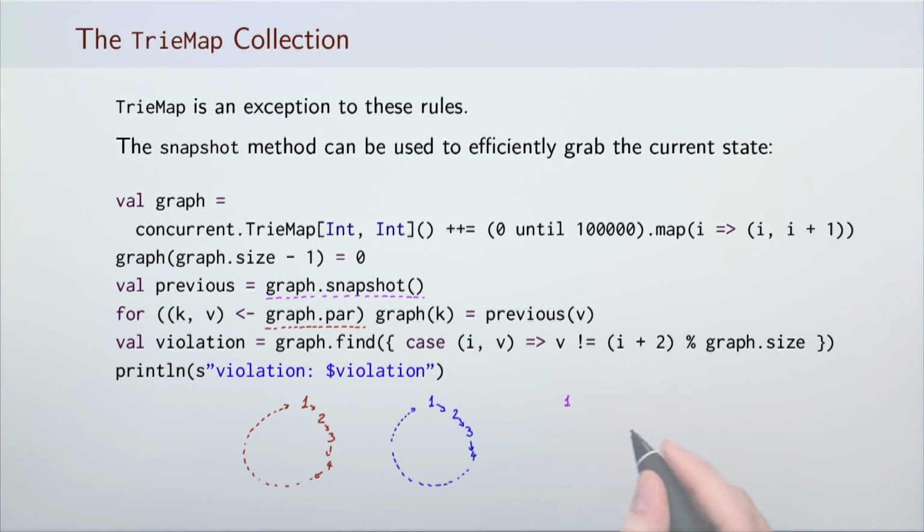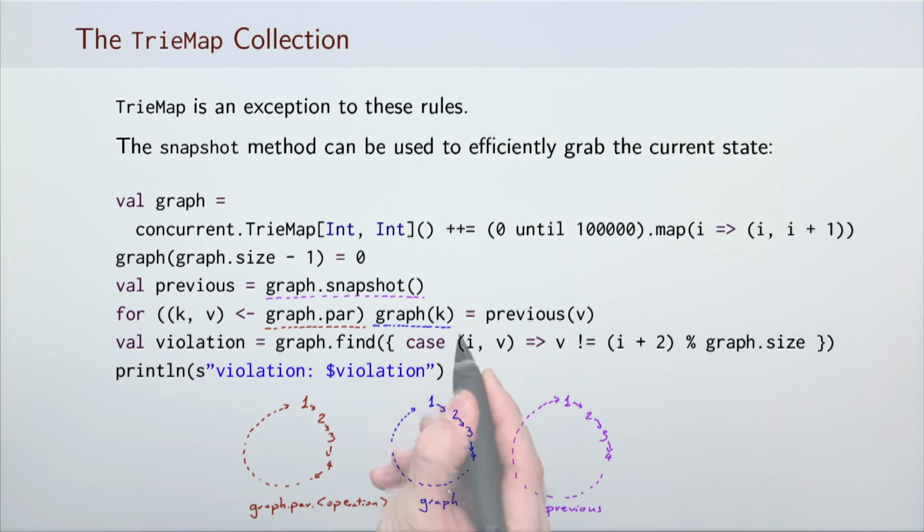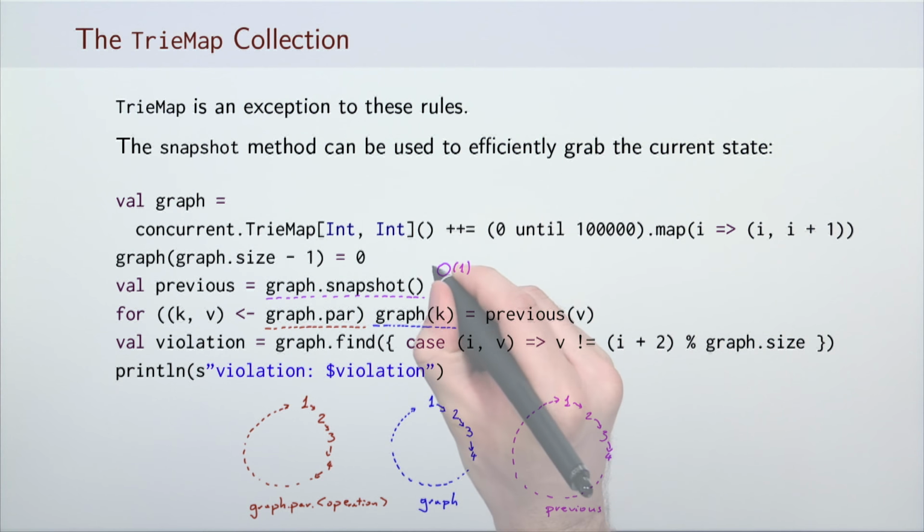Second, in this example, we also use the snapshot method separately to grab the previous state of the graph. This previous state is then used to find the successor's successor. In this example, the red and the purple snapshot shown on the left and the right are never modified. The only collection that does get modified is graph. Taking the snapshot is very efficient. It happens in constant time.